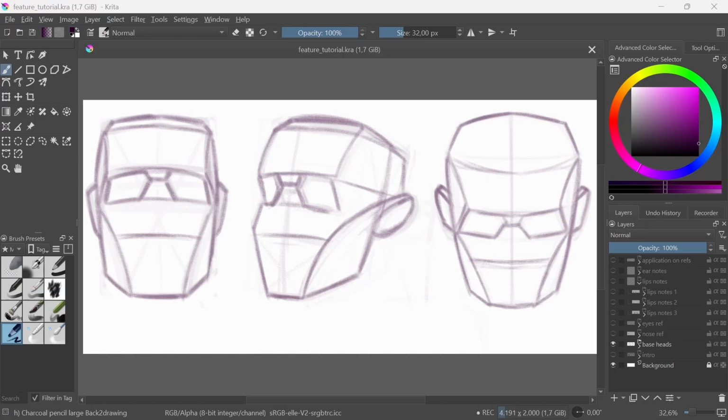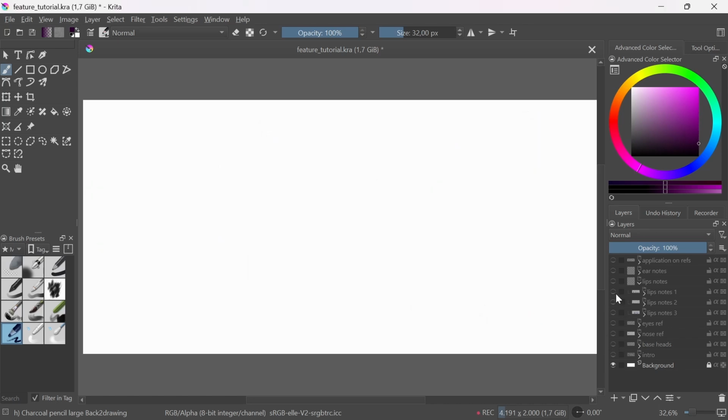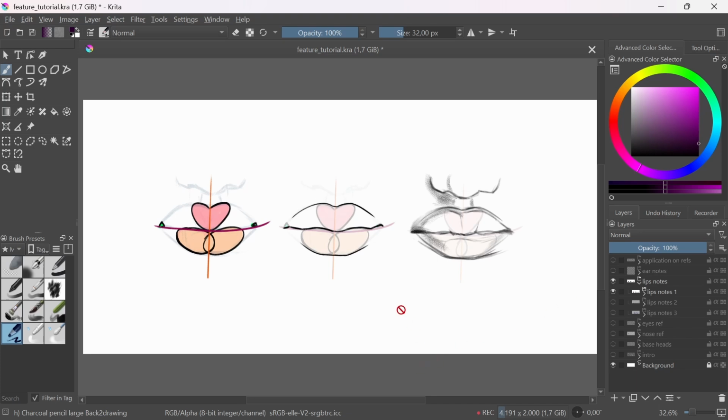Let's continue then with the lips. Let's see again my notes here. So the lips are a little bit more complicated in terms of the different angles. So let's start with the first note here. As you can see, the steps for drawing lips in this angle are more about shapes, starting with the shapes on the left, which is a heart shape on the top and two circles, and then going over the shapes and finalizing the lips.